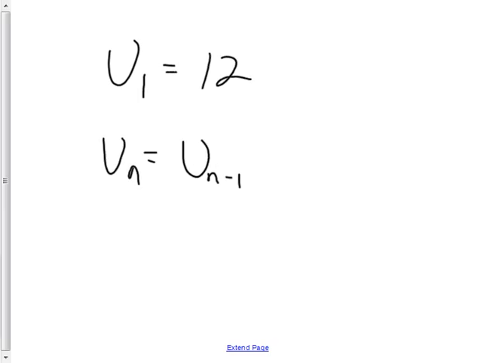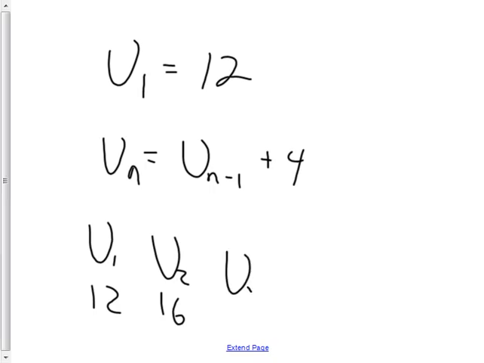I'm going to give you the formula and see if you can write the first 3 terms. U sub 1 is 12. U sub n equals u sub n minus 1 plus 4. Would you write me the first 3 terms of this? Just the first 3 terms. U sub 1 would be 12. U sub 2, the second term, would be 16, and u sub 3 would be 20. You don't have to label them like that, but if you had 12, 16, and 20, then you got the idea. Raise your hand if you did. Okay, good.